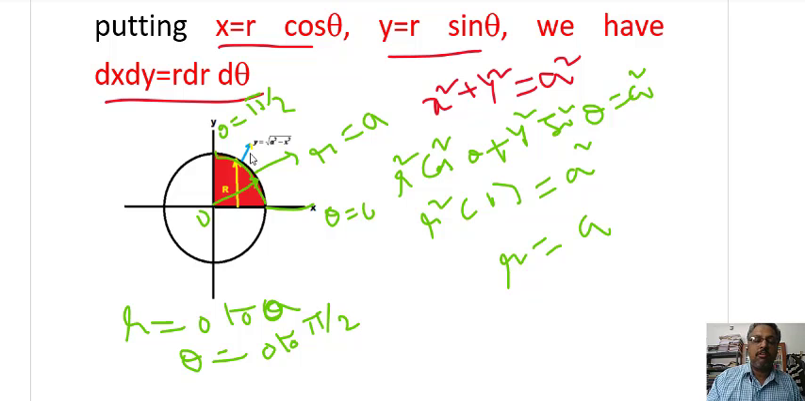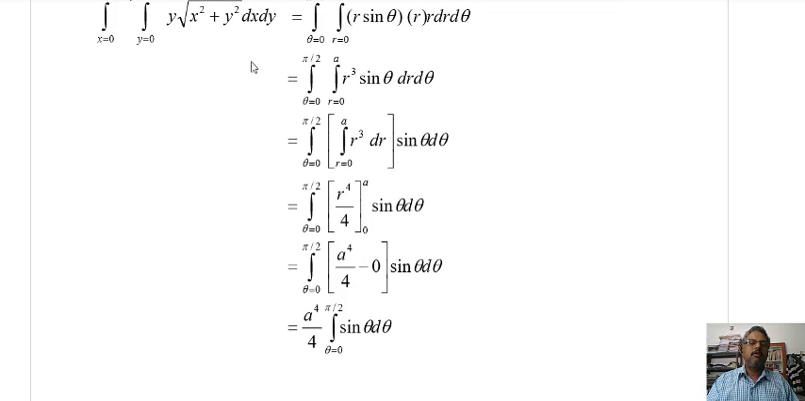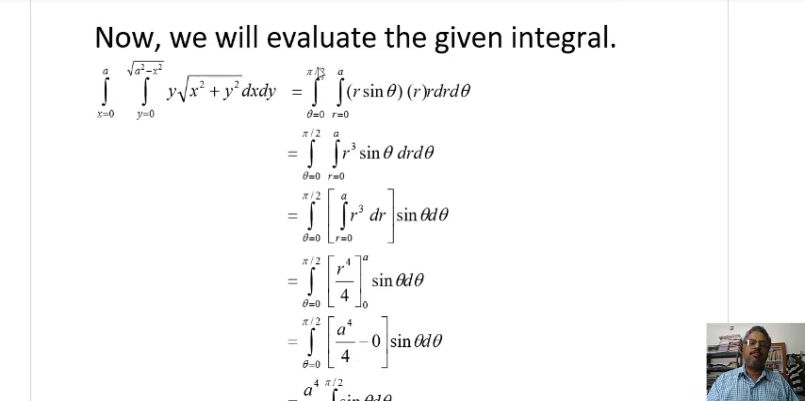The third problem also has similar limits. Now r limit is 0 to a, theta limit is 0 to pi by 2. Now we will evaluate this double integral. Theta is 0 to pi by 2, r is 0 to a, as already discussed. Now y is nothing but r sin theta, root over x square plus y square is nothing but r, and dx dy equals r dr d theta.